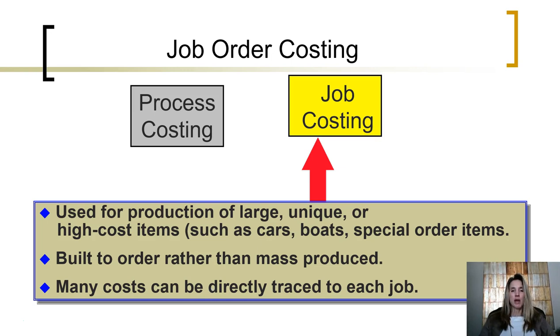Companies that manufacture products need to account for the cost of production, and there are two different costing systems that enable them to do that. The first is a job order costing system. This system is used for production of large, unique, or high-cost items, such as cars, boats, or special order items. These types of products are built to order rather than being mass-produced. They incur many costs that can be directly traced to each job.